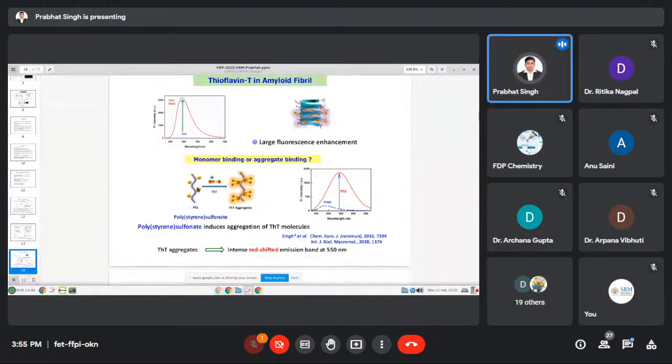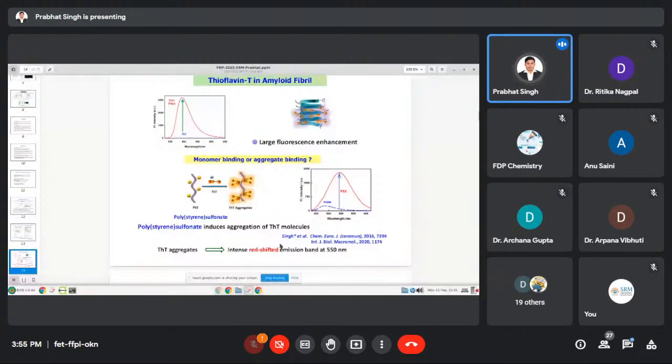And that is precisely what we tried to do here. So when we put thioflavin T in polystyrene sulfonate solution, we see that there is a different band. And I would like to draw your attention to the peak position. So for PSS, its peak position is at 550 nanometer, whereas if you look at the amyloid fibrils, this is around 490 nanometer. So see, there is a distinction between 490 and 550.